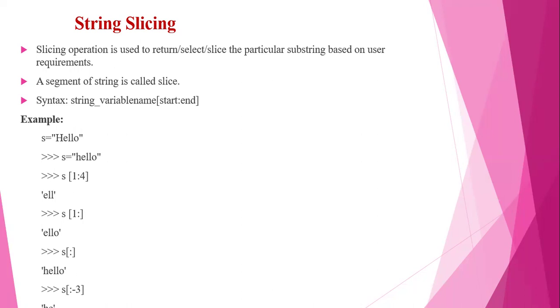And then s of colon minus 3, start value we are not giving, and end value we are giving here as -3. So it will print HE, that is, the negative slicing will start from back side, that is, here it will be -0, -1, -2, -3. As it is ending at -3, that is E, and we are not giving any value after it, so it will print the remaining string. So HE will be printed.